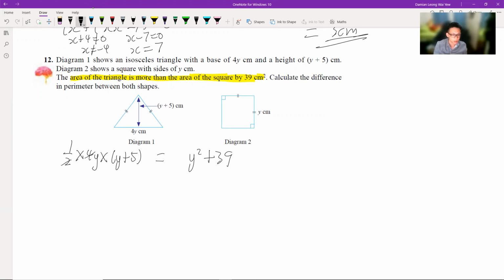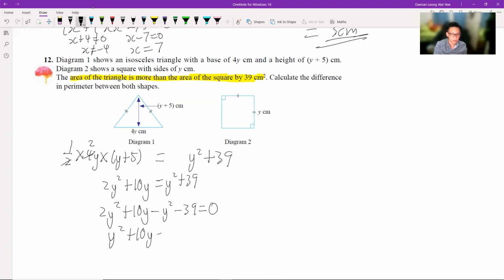All right, cancel the 2, 2y, multiply in: 2y squared plus 10y equals y squared plus 39. So I bring everything over to find the value of y. 2y squared plus 10y, minus y squared, minus 39 equals 0. So I have y squared plus 10y minus 39 equals 0.